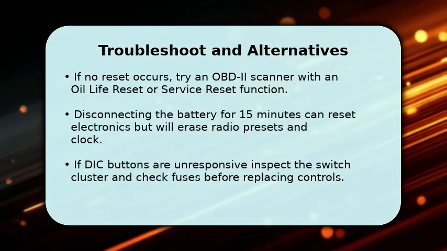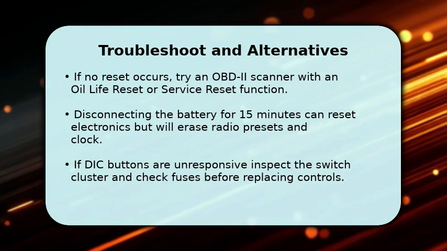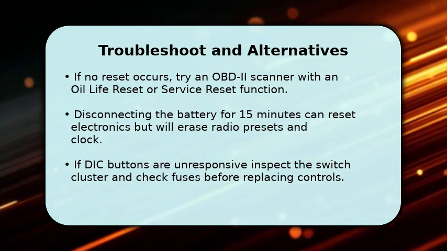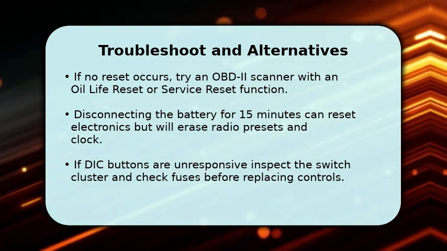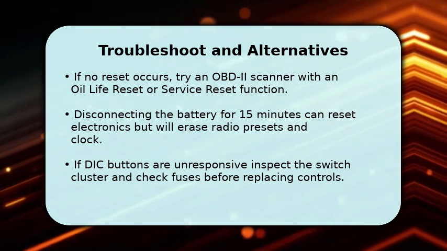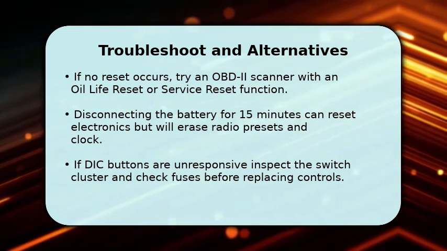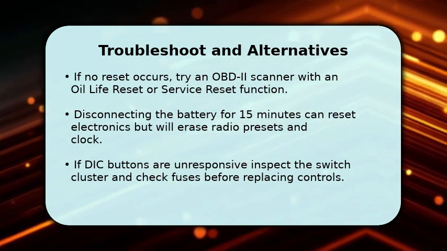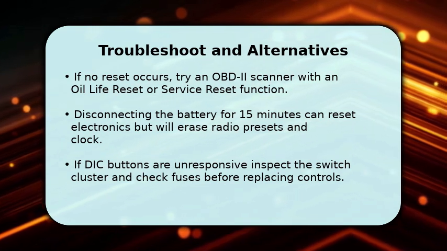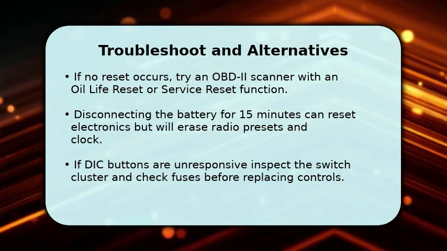If the DIC method fails, use an OBD-II scanner that supports oil life reset or service reset and follow its prompts to set oil life to 100%. As an alternative, disconnect the negative battery cable for 15 minutes to force an electronic reset, but be aware this will erase radio presets and the clock and may require radio code entry.